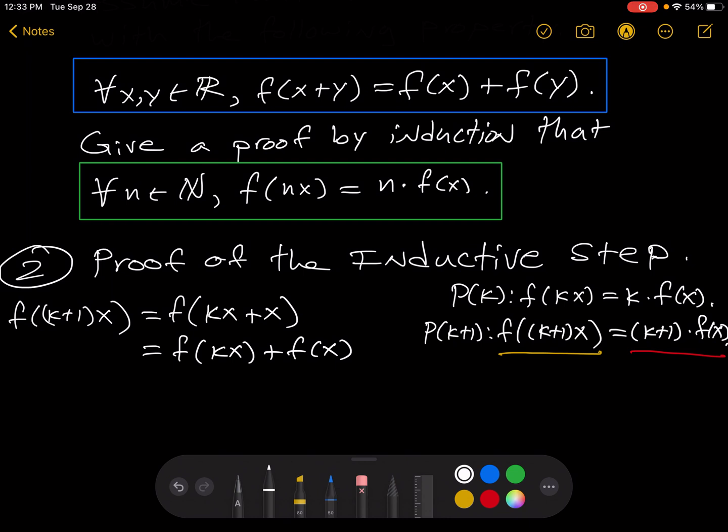Now we'll use the inductive assumption. Okay, notice that that right there is exactly that right there. All right, so now we use the inductive assumption, which tells us that f of kx is k times f of x. So this is equal to k times f of x plus f of x.